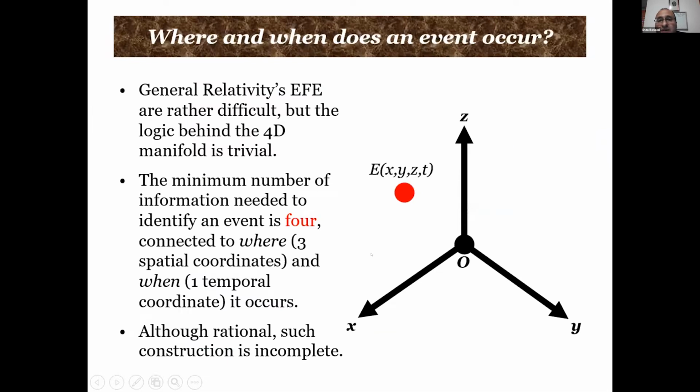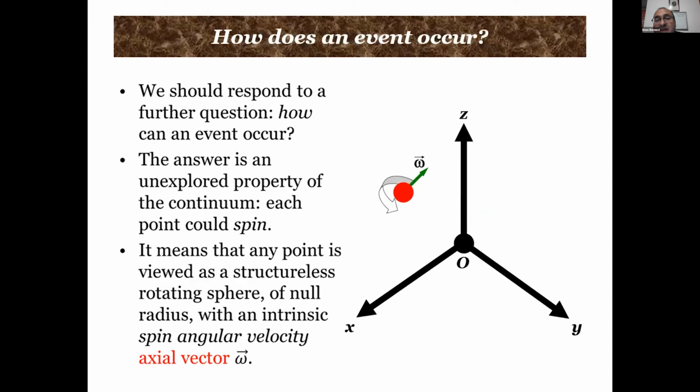Where and when does an event occur? We all know it. General relativity's Einstein field equations are rather difficult, but the logic behind the 4D manifold is trivial. The minimum number of information needed to identify an event is 4, connected to where, 3 spatial coordinates, and when, 1 temporal coordinate, it occurs. Although rational, such construction is incomplete, in our opinion.